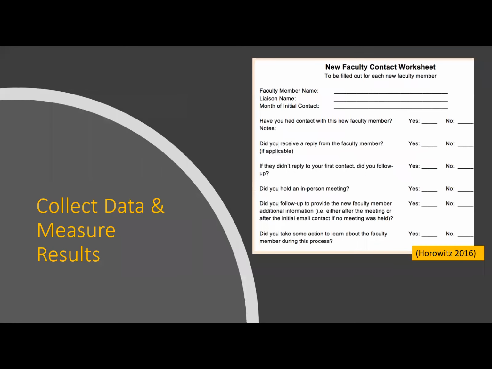This is an example from Lisa Horowitz's presentation at the Library Assessment Conference. I love this one. Tracking your indicators doesn't have to be complicated. This is Lisa's new faculty contact worksheet. One tiny little worksheet: name, the liaison's name, when the contact happened, a whole bunch of yes and no answers. And as these were accumulated, they were transcribed onto an Excel spreadsheet and shared. So you've got a really nice picture of who and how many and changes over time.